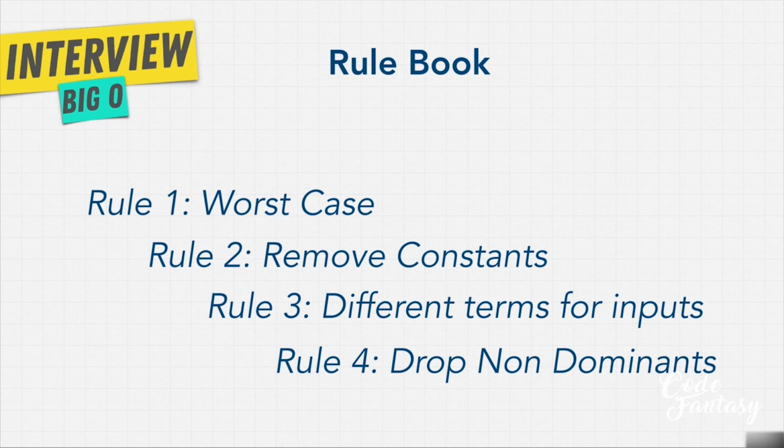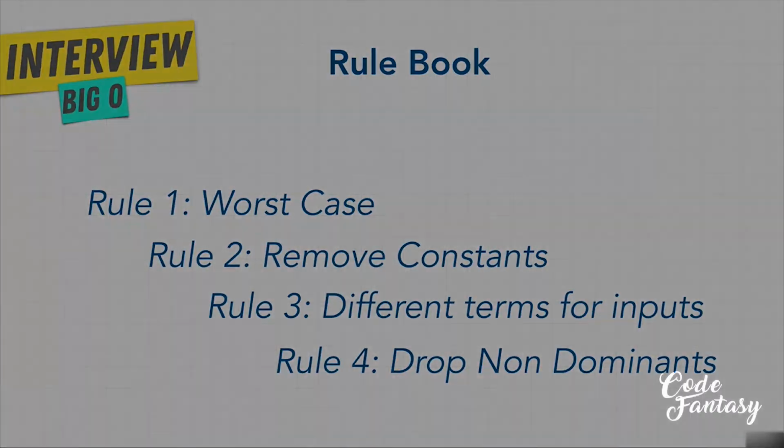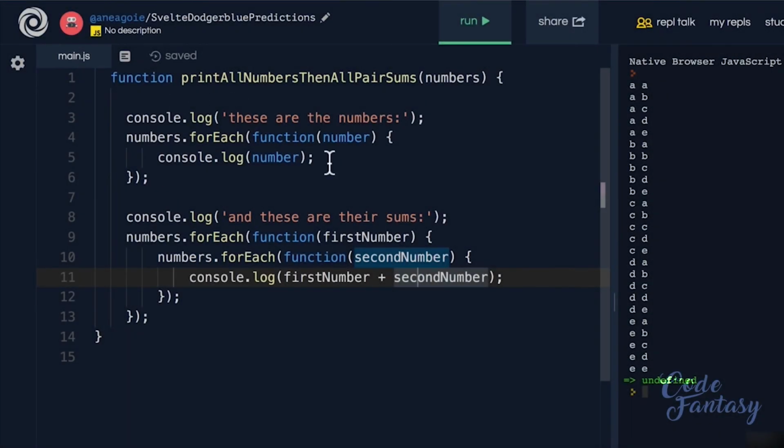Oh, we can feel the end, almost. We're in rule number 4, the final rule in our rulebook. Drop non-dominants, or drop non-dominant terms. What do we mean? Let's have a look. Let's say we have a function, again, with a really long name that says print all numbers, then all pair sums. Maybe not the best name for a function. We can probably work on the readability here, but let's see what this function does.